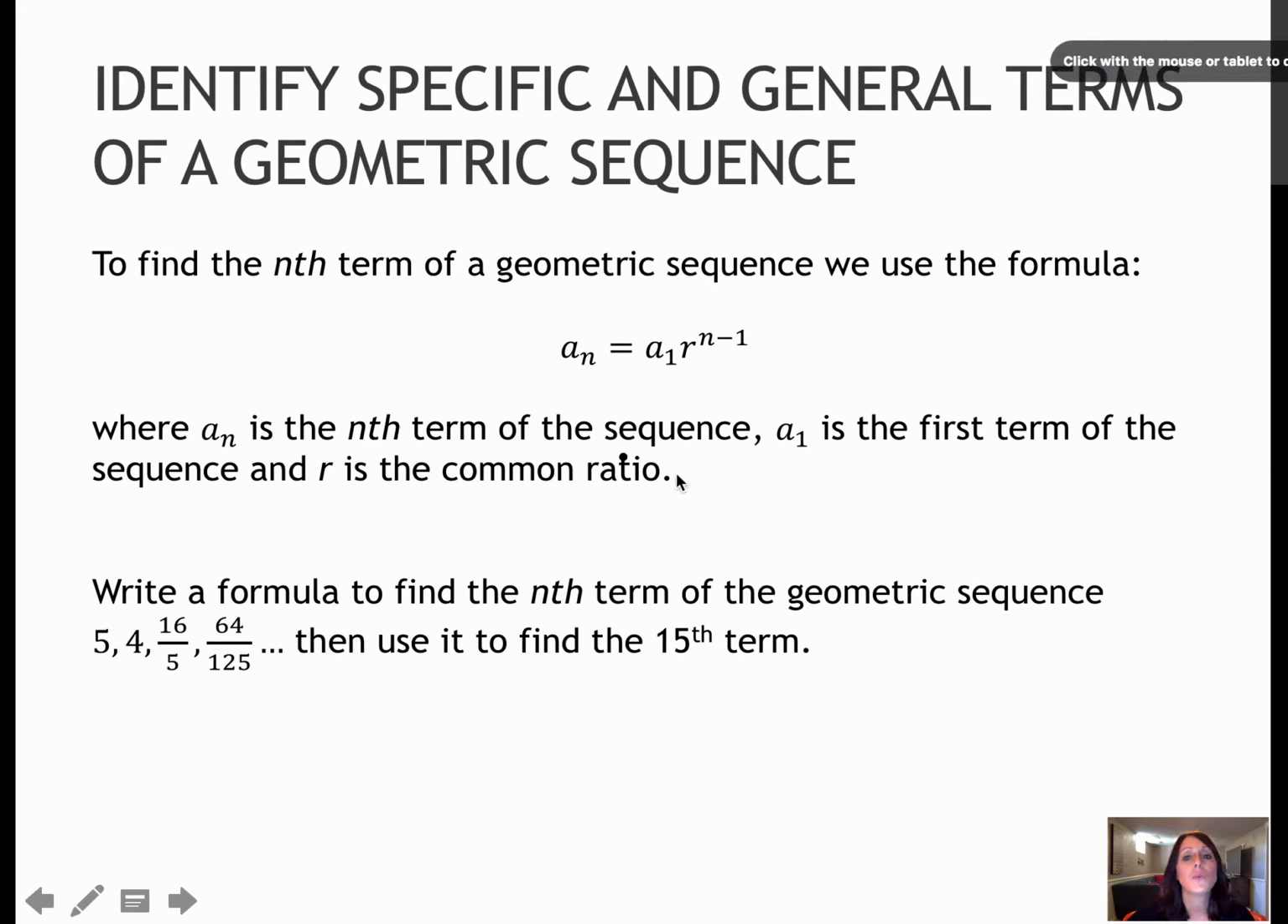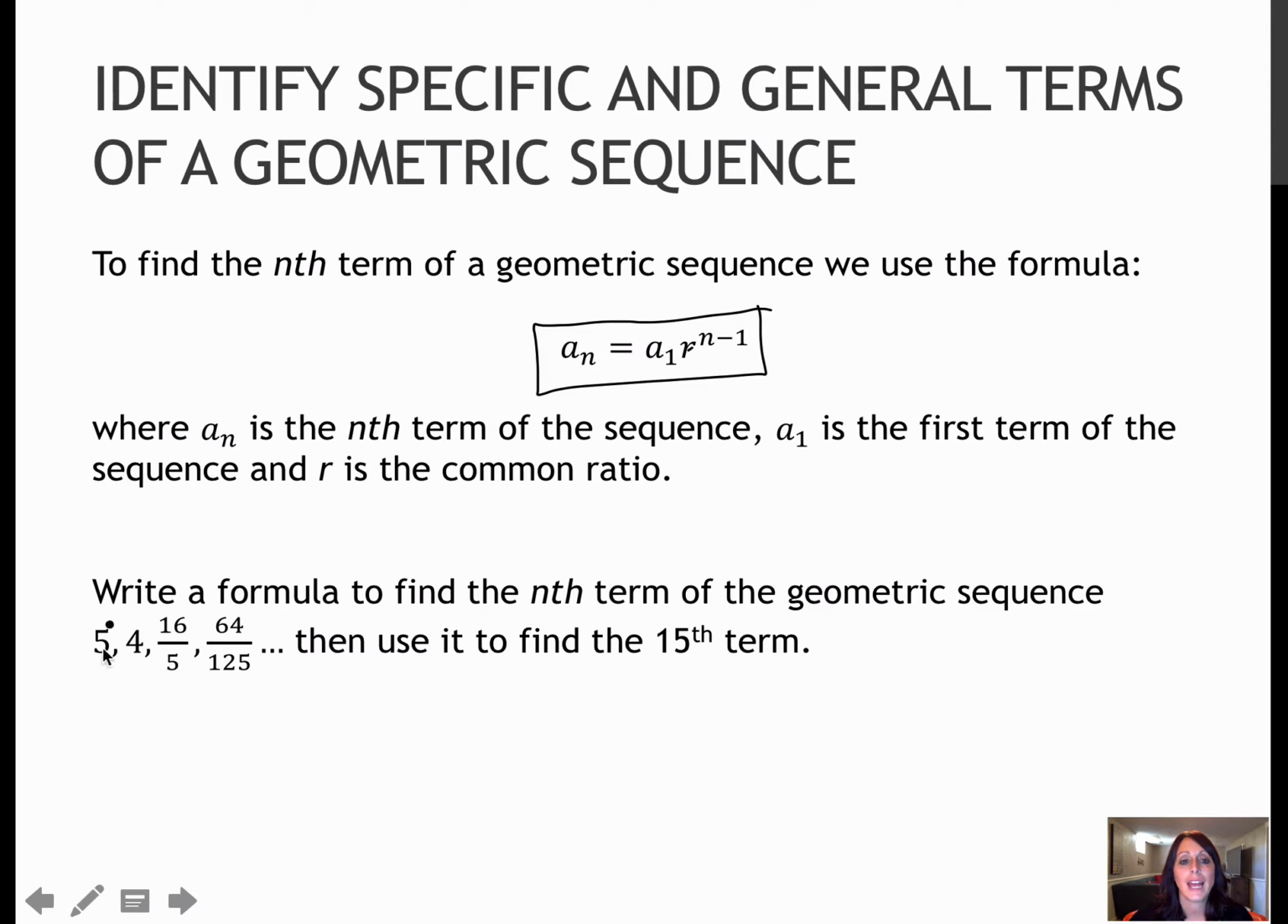Just as we did before, there was a formula that we wrote down to help us find the nth term of an arithmetic sequence. This is the formula for the nth term of a geometric sequence. So again, we're using a formula. The a sub 1 is still the first term. The r is the common ratio, and then we're taking it to the n minus 1.